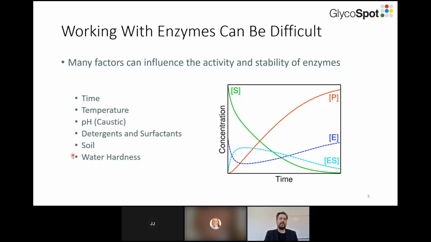And then finally, with water hardness, if you are rinsing, certain ions like calcium can have a strong impact on how active enzymes are, for example, proteases. And so if you're rinsing with distilled water or municipal water, the amount of calcium in your system can also have a significant impact on how active your enzymes are.